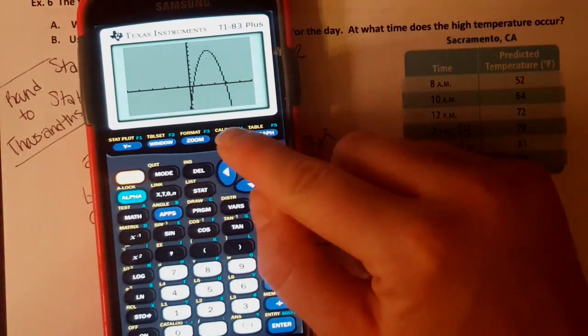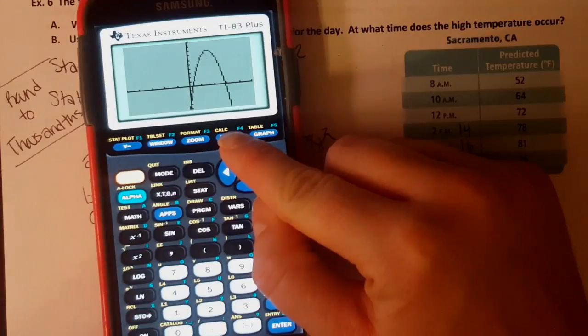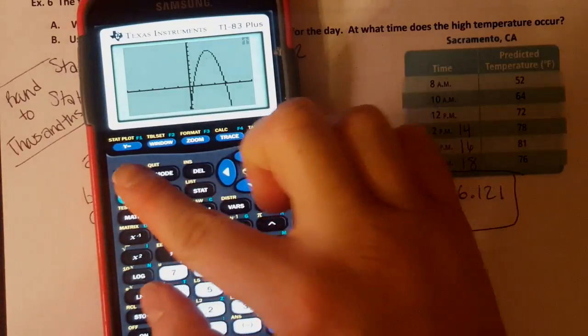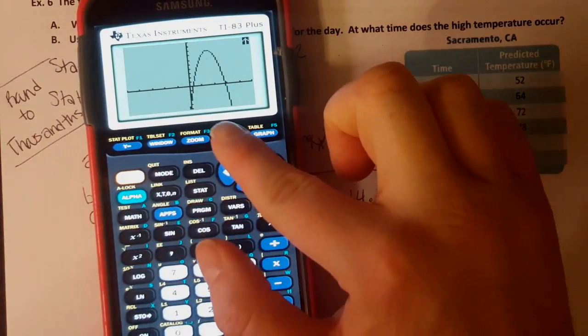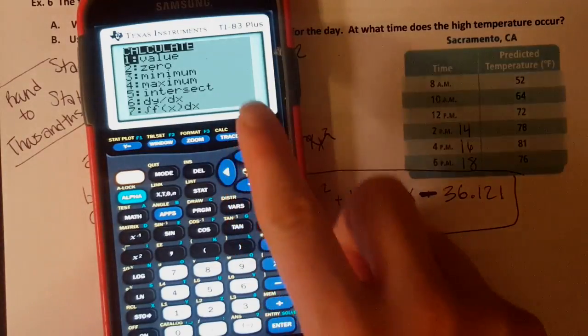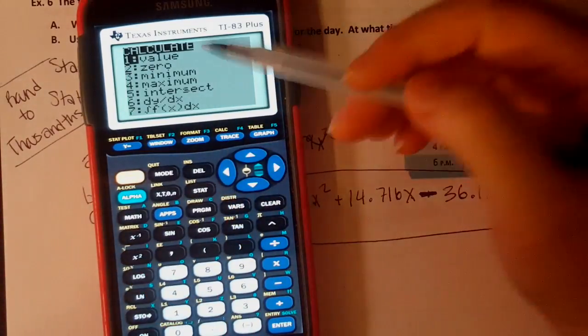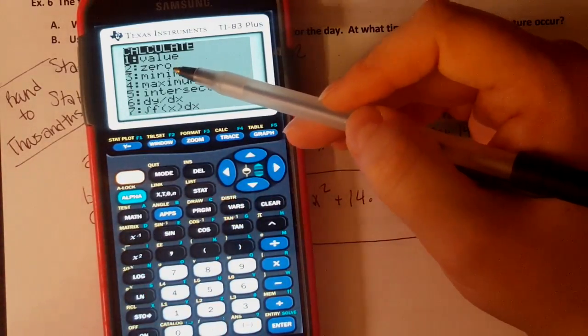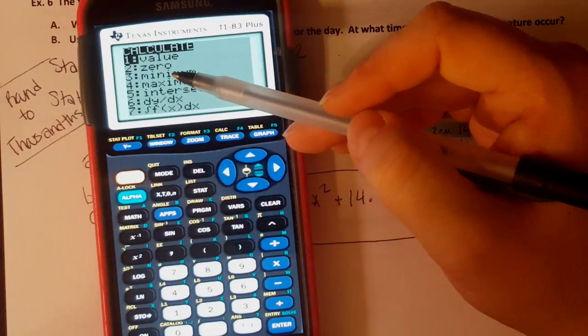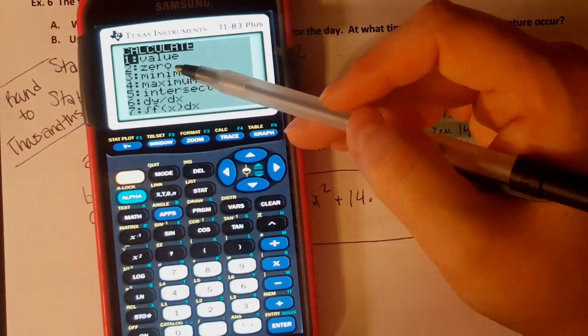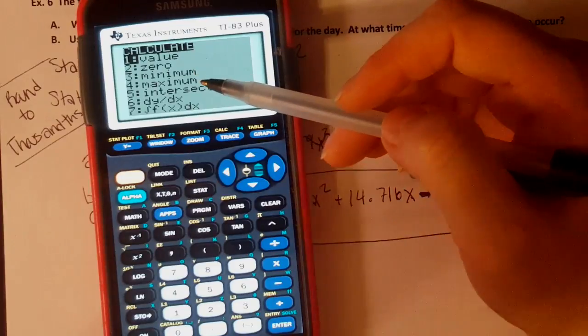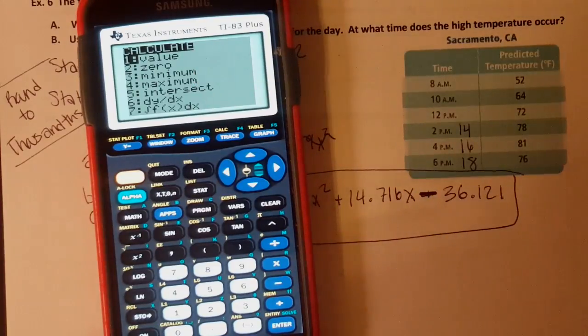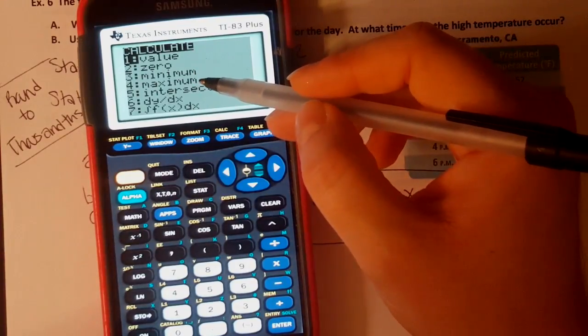Now I'm going to use this calculate feature. In your calculator, this calculate feature, you go second calc. It's above the trace right there. And I'm going to look at all the things it can calculate. It can calculate a value. It can calculate a zero. Remember we talked about how those are x-intercepts. The zeros are x-intercepts. It can calculate a minimum, a maximum. Ooh, a maximum. That's what we want. We want to know the maximum temperature.